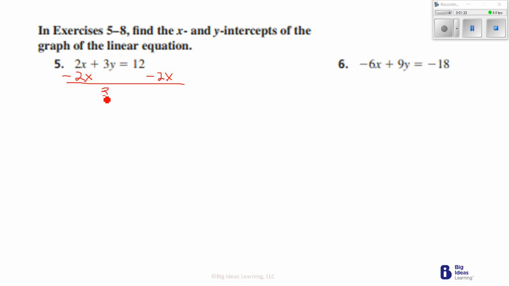That's going to leave me with 3y equals negative 2x plus 12. Now I got to divide everything by 3 so I can get y by itself. Well, this leaves me with y equals negative 2/3 x, and 12 divided by 3 is 4. So my y-intercept is definitely going to be 4.